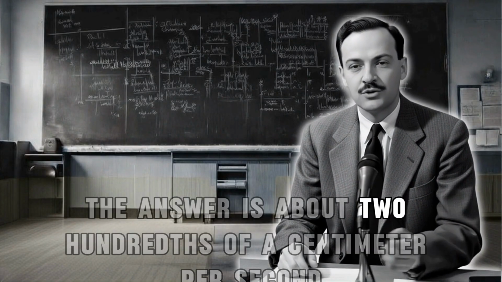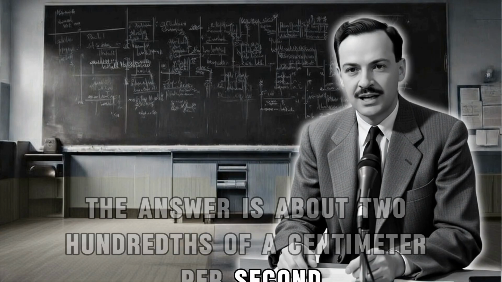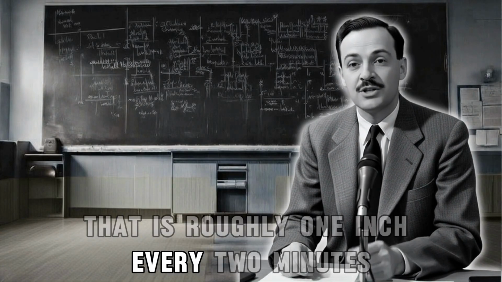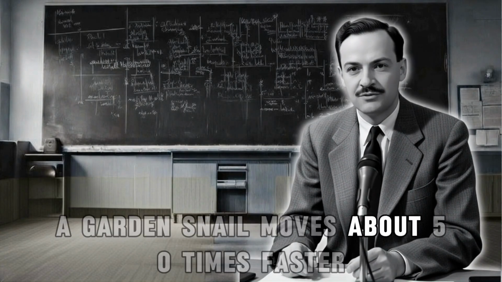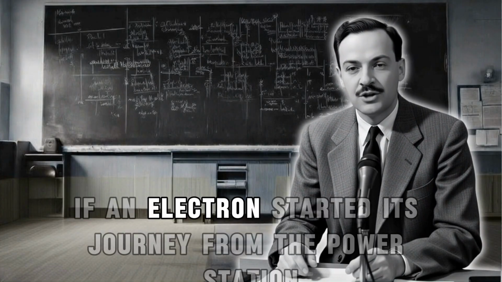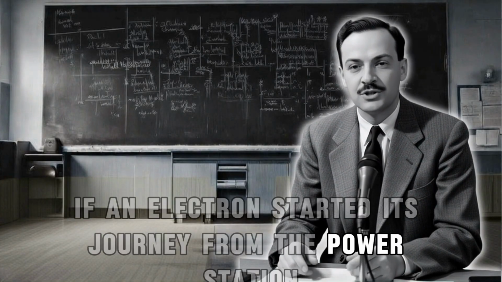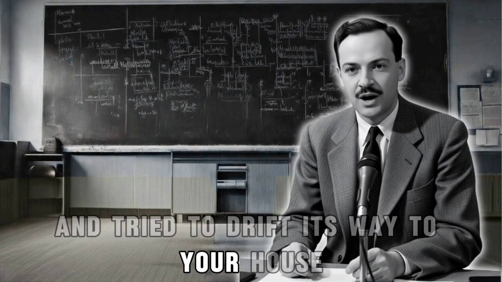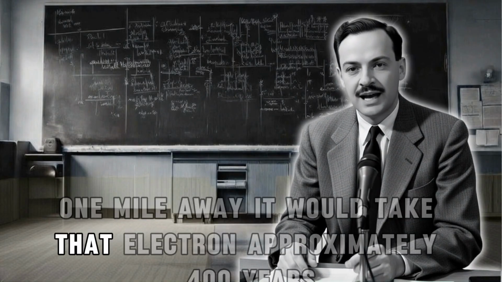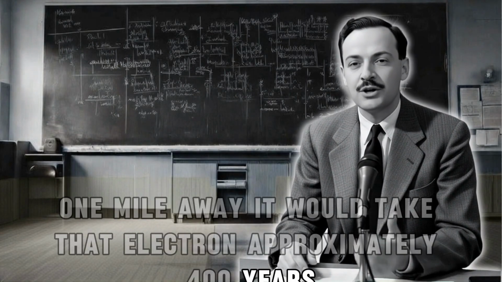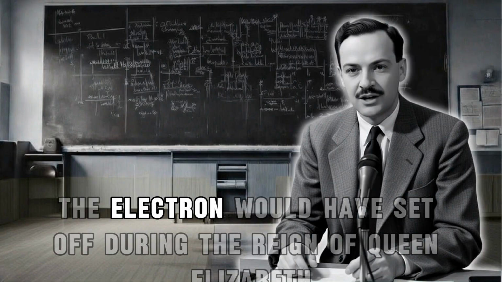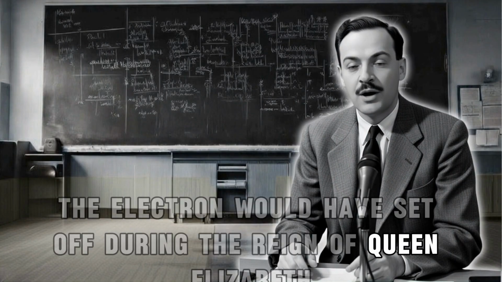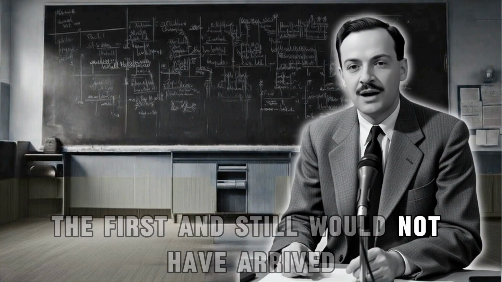The answer is about 0.02 of a centimeter per second. That is roughly 1 inch every 2 minutes. A garden snail moves about 50 times faster. If an electron started its journey from the power station and tried to drift its way to your house 1 mile away, it would take that electron approximately 400 years, 4 centuries. The electron would have set off during the reign of Queen Elizabeth I and still would not have arrived.